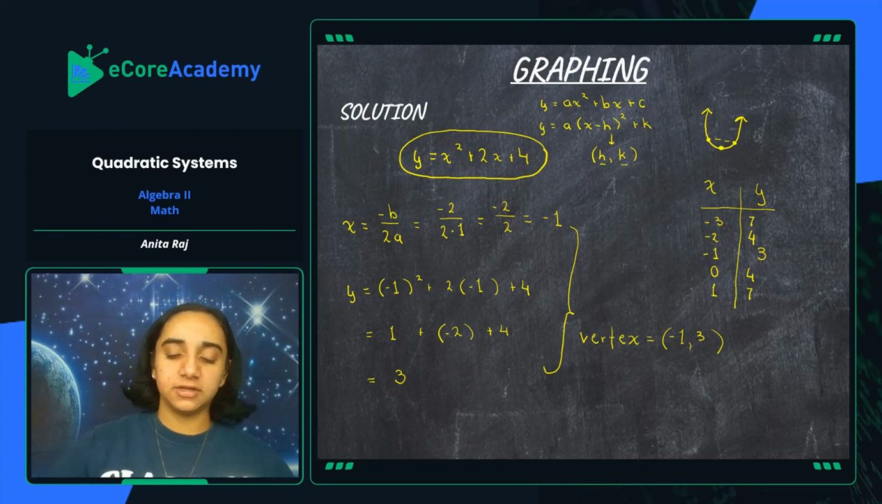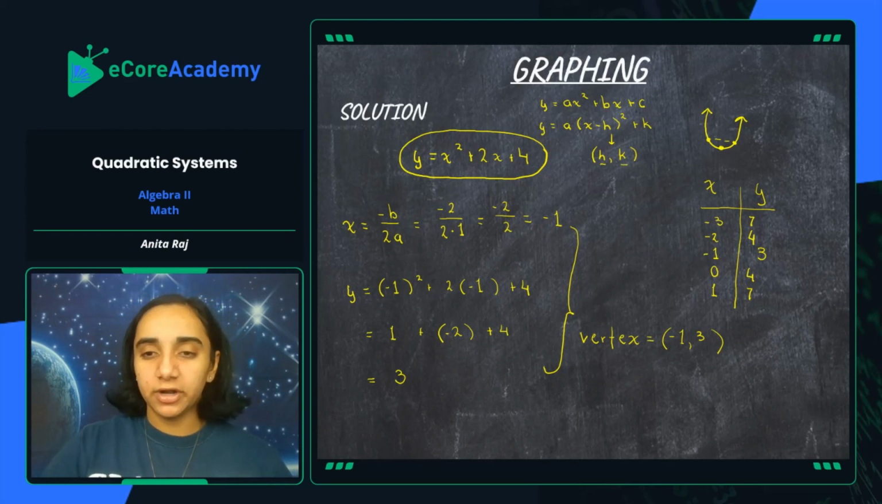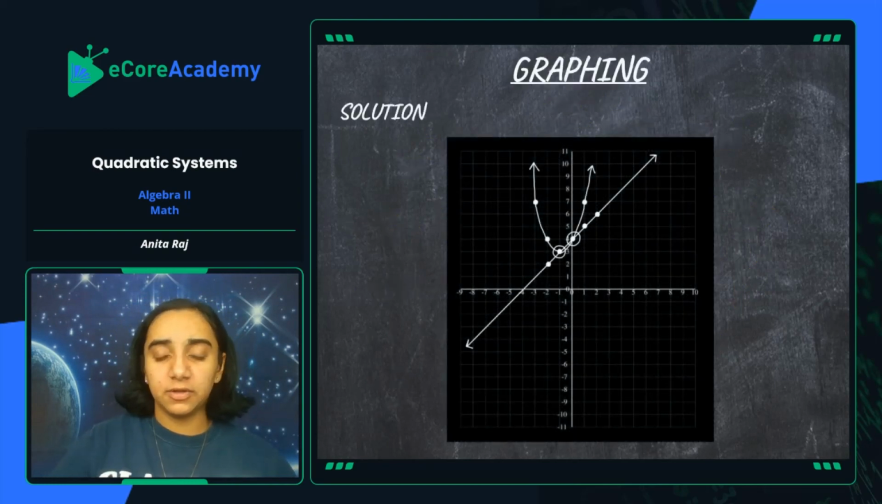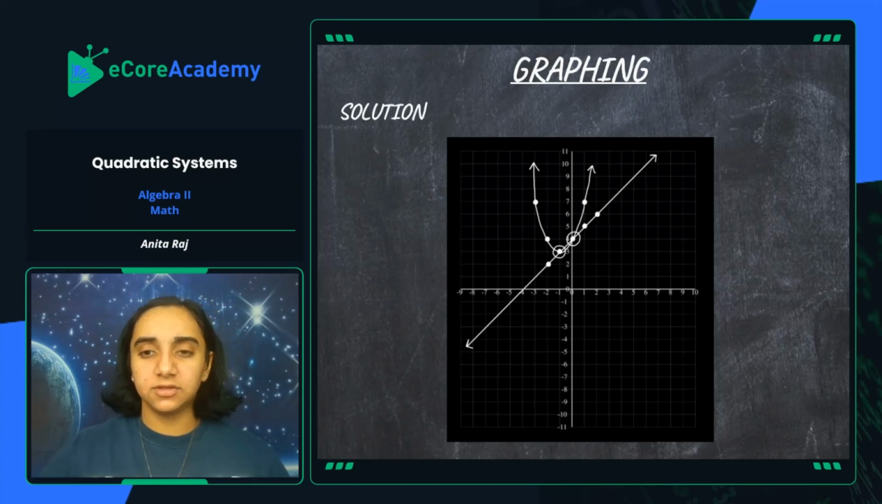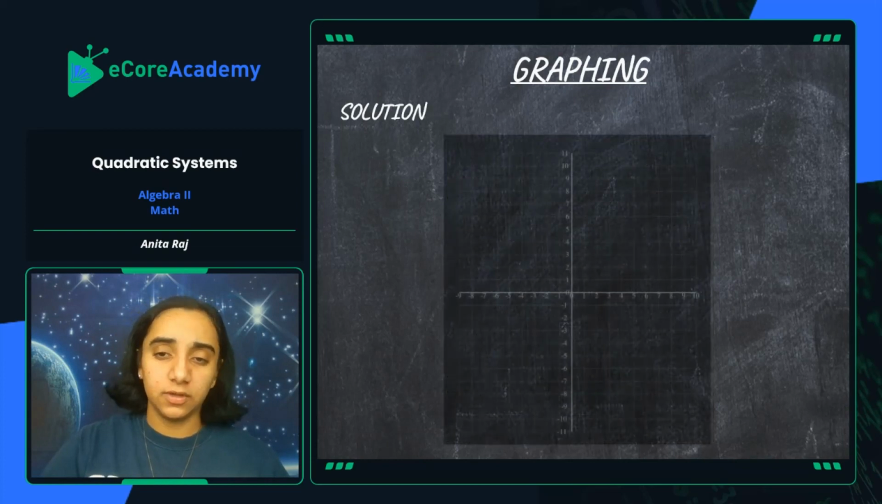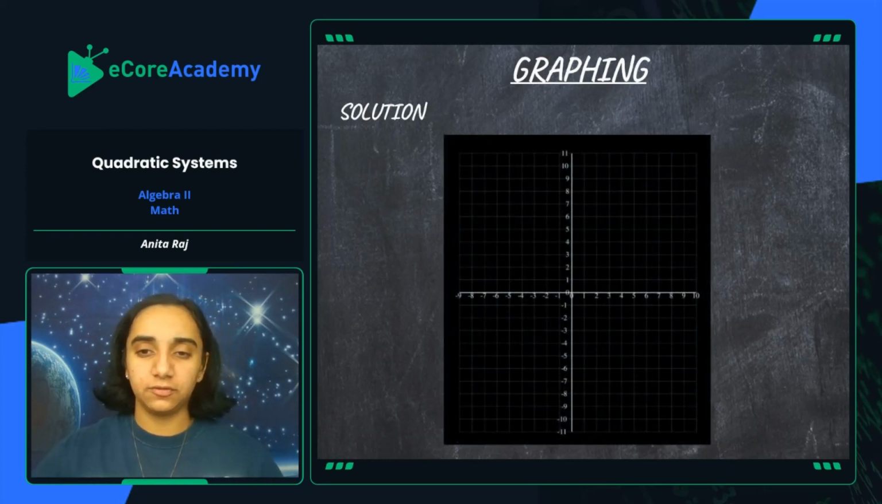What we're going to do from here is, I'll show you on the next slide, we're going to have to graph this parabola, and then this line right here that you can see, which was our y equals x plus 4 line. We're going to graph the two of these, and then find the places where they intersect. So let's do that now. I'm going to show you that all over again, and I'm going to draw it for you.